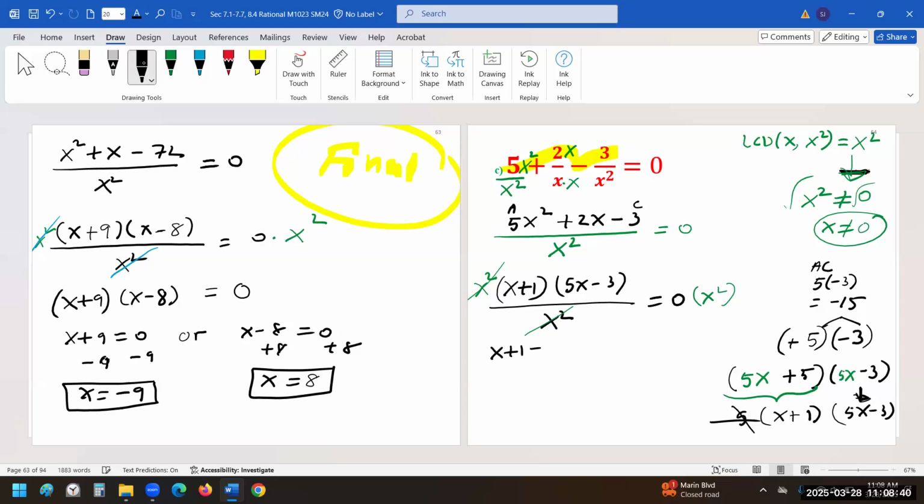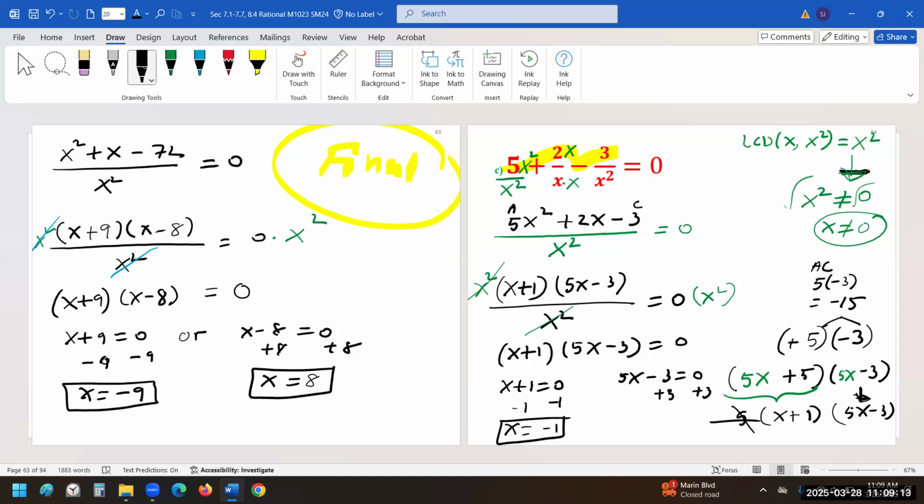So we get x plus 1 equals 0, 5x minus 3 equals 0. Or never mind, let me write the remaining factors after the cancellation. So x plus 1 equals 0, 5x minus 3 equals 0. Subtract 1, add 3, add 3. So x is negative 1. And we have 5x is 3, divided by 5.